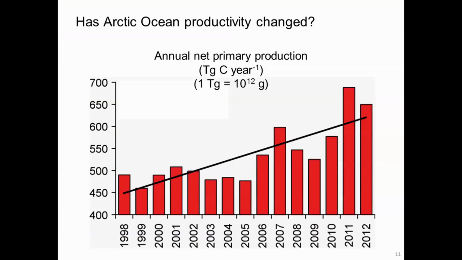we can look and see how things have changed. This is from 1998 to 2012. This is a change in productivity in the Arctic. And what you can see, obviously, is there's been a dramatic increase in the productivity. In fact, the productivity of the Arctic Ocean has increased 40% in 15 years. 40% in 15 years is huge. For an entire ocean basin to have increased that much over that short amount of time, it's hard to fathom. Why is this happening?